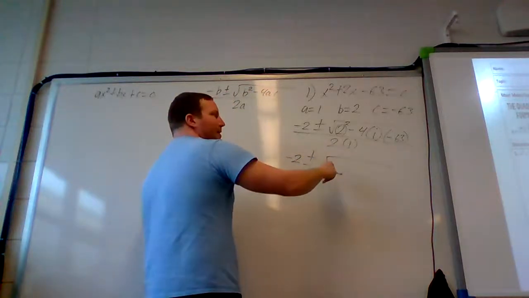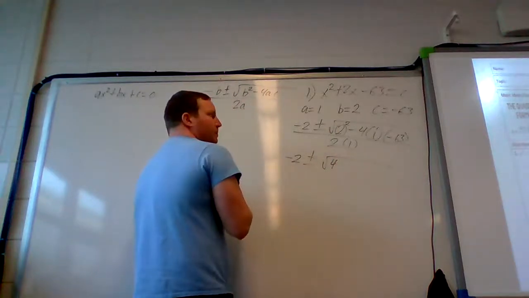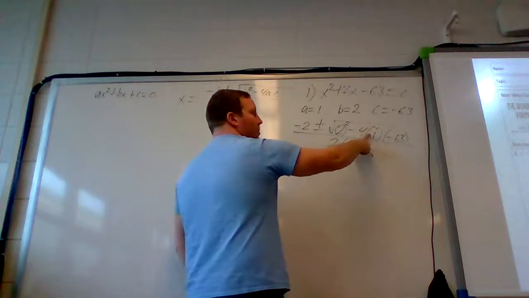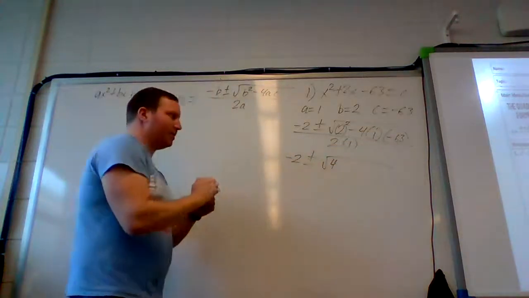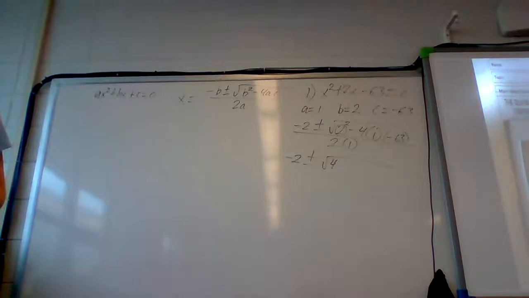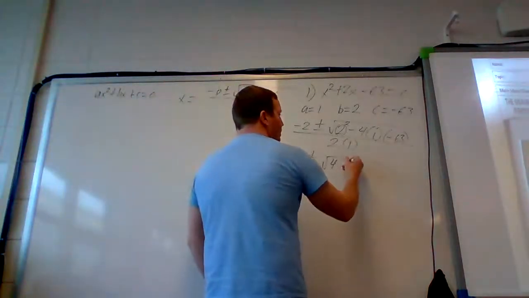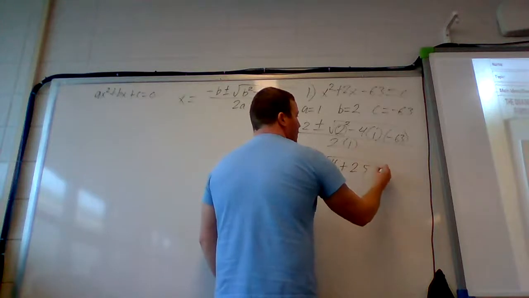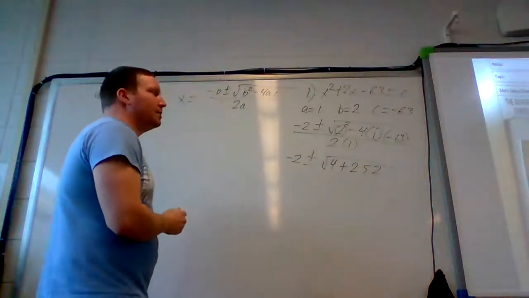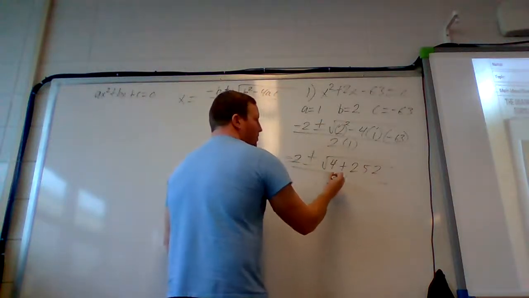Let's figure out what's on the inside of our square root. 2 squared gives us 4. And we're going to have a negative 4 times a 1 times a negative 63. So we can use our calculator to help us do that. So we have negative 4 times 1 times negative 63, and we get 252. So plus 252. All of that divided by 2 times 1, or 2.